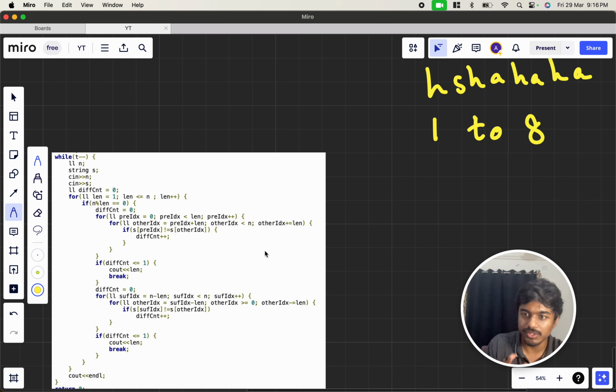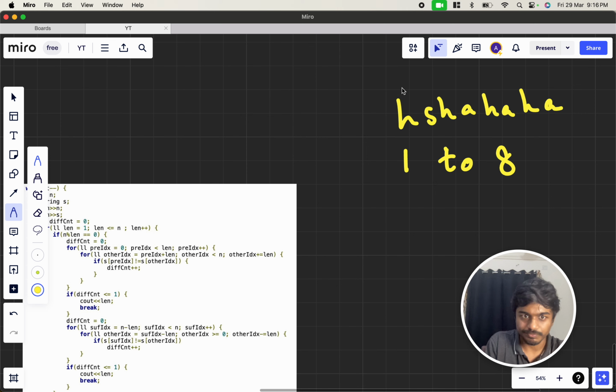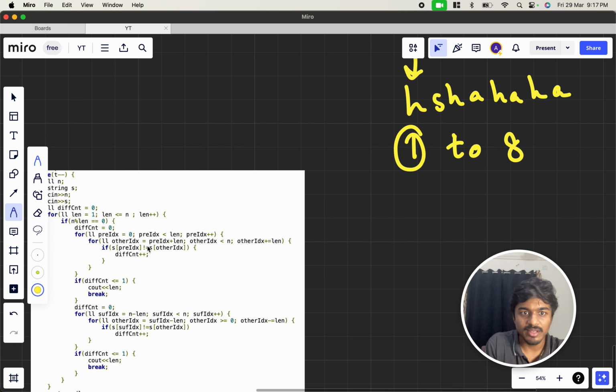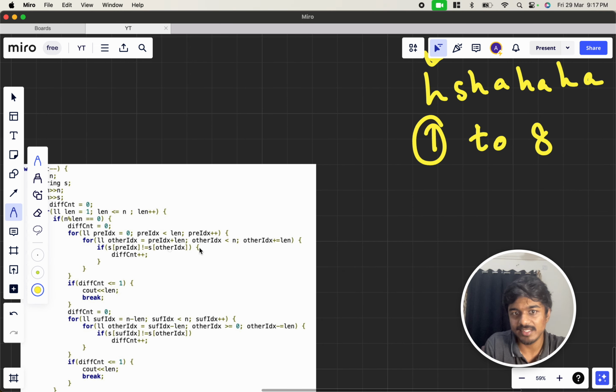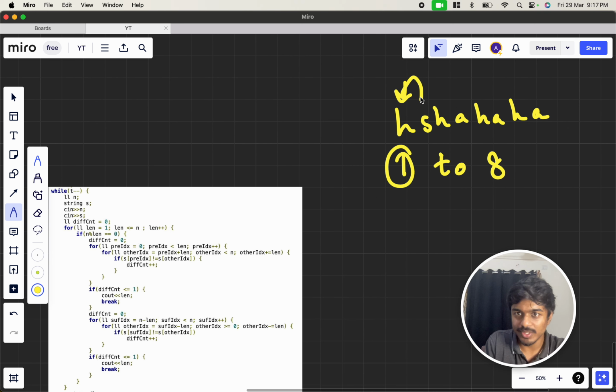Now, the different count is 0. We can allow one deviation, right? If it's not the same also, it's okay, but only one character can be changed. Now, for prefix index equal to 0, this character, I take the length as 1 only. For the other index equal to prefix index plus length, other index less than n, and other index plus equal length, I compare H with S, H with this, this, this, this, this, and so on. So whenever there is one deviation, I'll just increment the count.